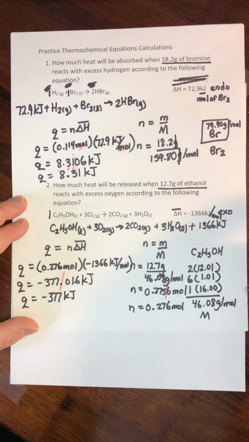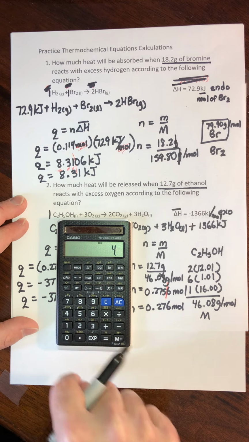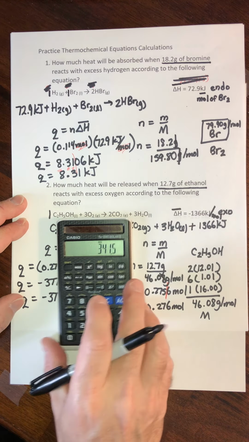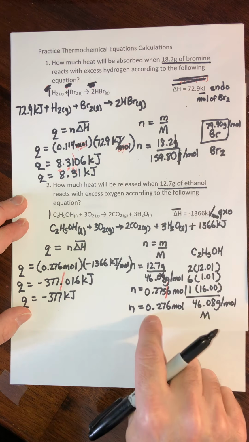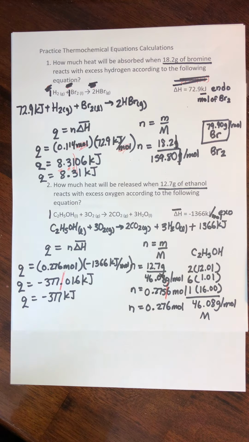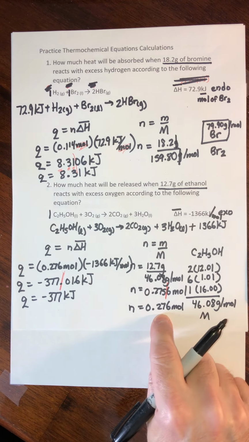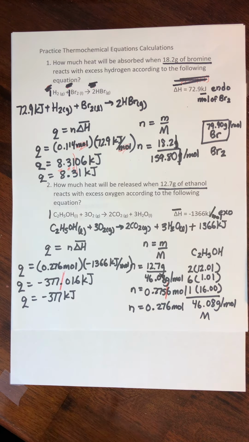And a quarter of 1366, divided by 4, is about 341. I got 377, right? This is not exactly a quarter. That's why my answers didn't match up, but it does make sense, right? If you're only reacting a quarter of the chemical, then you should only get a quarter of the heat.